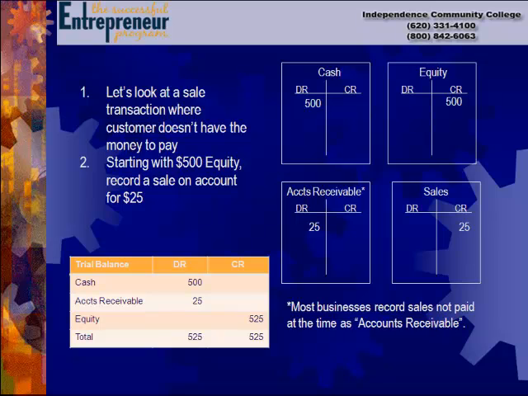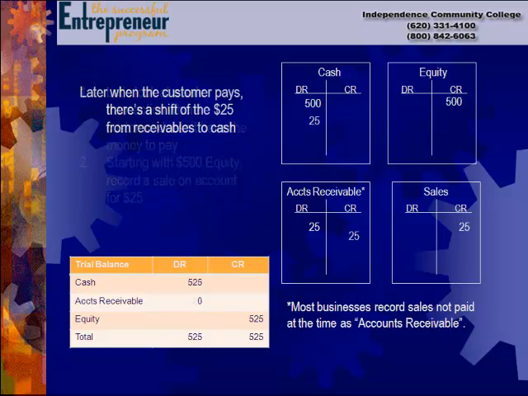Here's a transaction where the customer made a $25 purchase and put it on account rather than paying cash. The transaction was a sale, so the sales account is increased by a credit of $25. The corresponding debit was made to accounts receivable instead of cash. Later, when the customer pays the bill, we decrease the accounts receivable balance with a credit of $25 while increasing the cash account with a debit of $25.